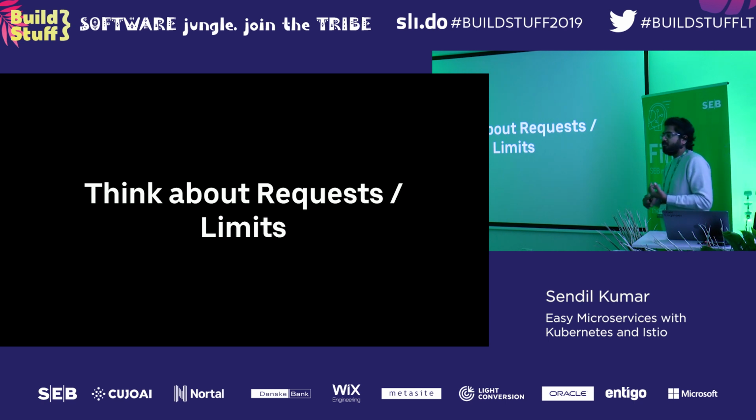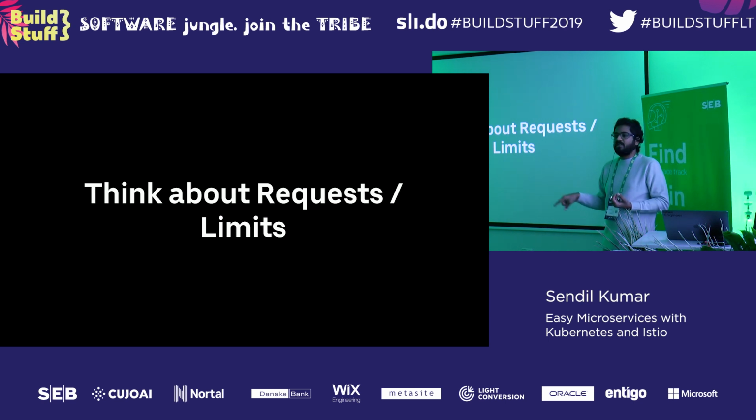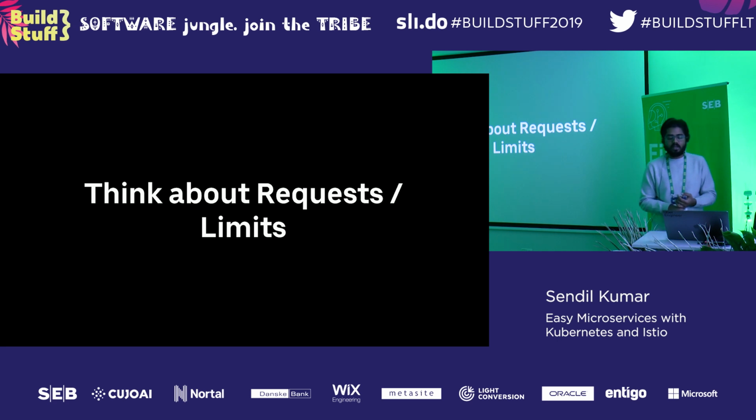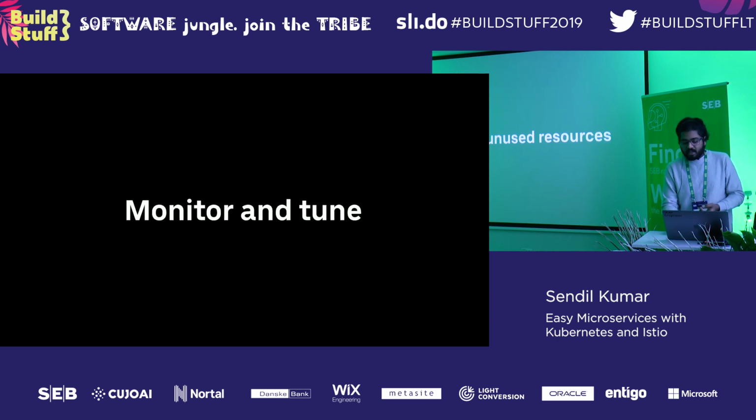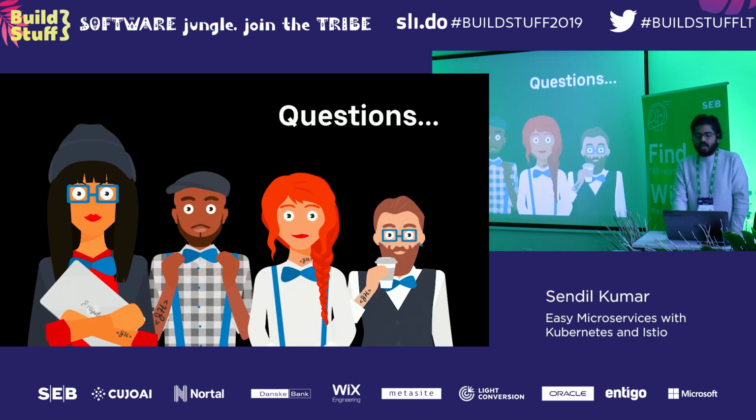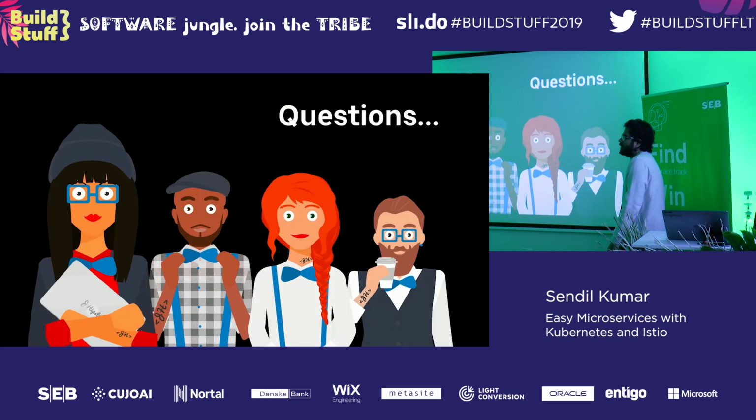Think about request and limit. We have already shown you how the request and limit look in the Kubernetes file. You have to have requests and limits in your application because that helps you eliminate hogging up the entire memory or your services not scaling well. Those things will be handled if you have a very good request and limit. And clean up the resources, and monitor and tune your services. That's the basic thing that you're going to do.